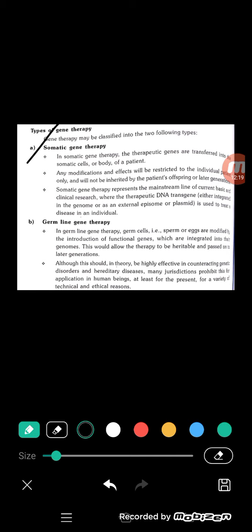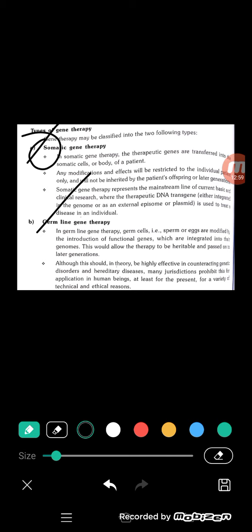Germline gene therapy means that germ cells, the sperms or eggs, are modified by introducing functional genes, like IVF, and also in infertility conditions. Nowadays test tube baby centers all follow germline gene therapy. These genes are integrated into their genomes, which allows the therapy to be heritable and passed on to later generations. So with the help of IVF and test tube babies, the next generations are developed. But in somatic gene therapy, there is no chance for the next generation to develop.